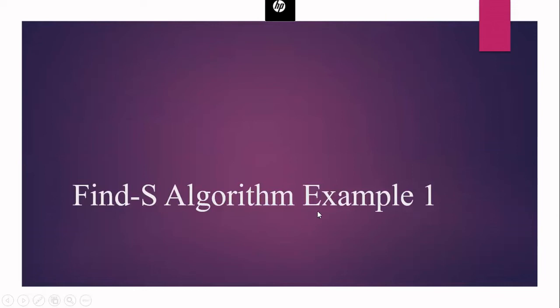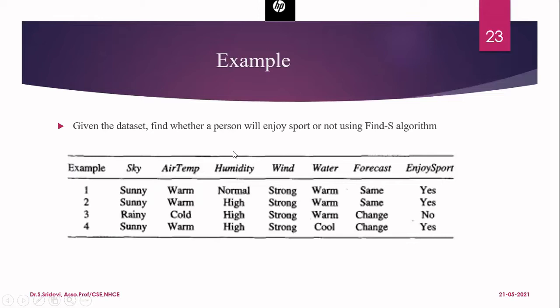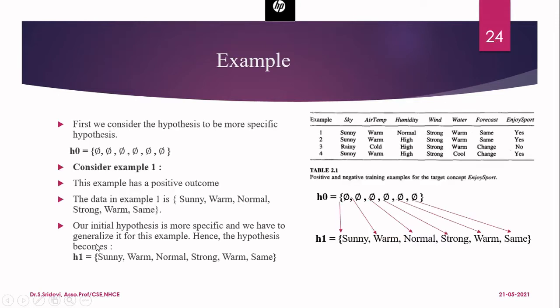So now we are going to focus on the first example for the Find-S algorithm. That is nothing but, given a data set, you are going to find whether a person will enjoy the sport or not using the Find-S algorithm. So now in this data set, we have totally 6 features and 1 target class. And then we have 4 instances, or otherwise 4 examples.